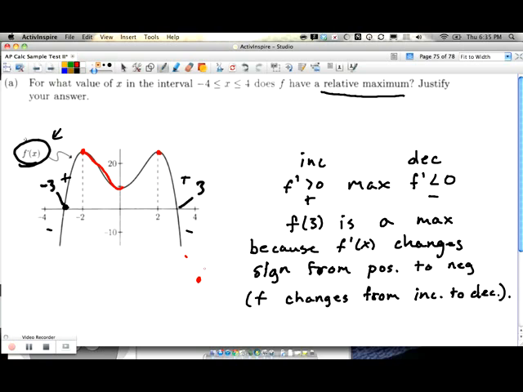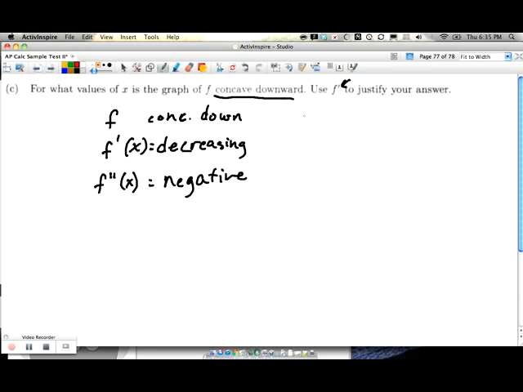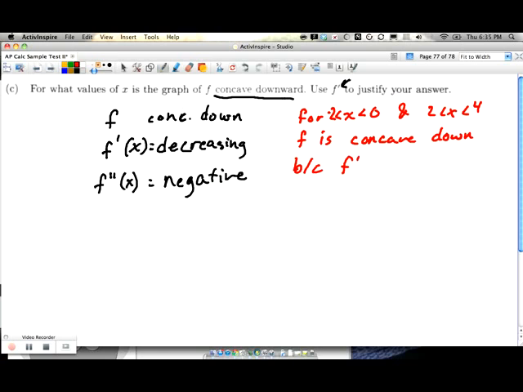So for x between negative 2 and 0, and x between 2 and 4, which was the other interval, the original function is concave down because f prime of x is decreasing. There you go.